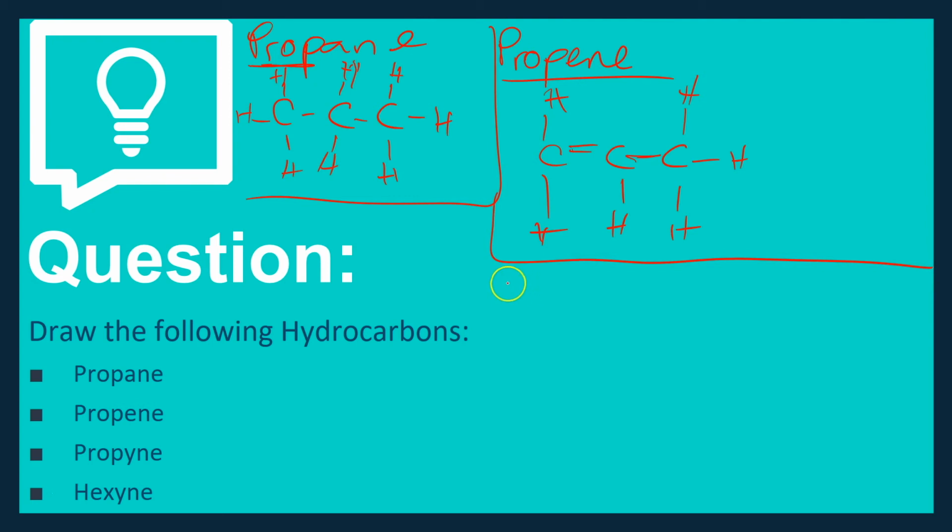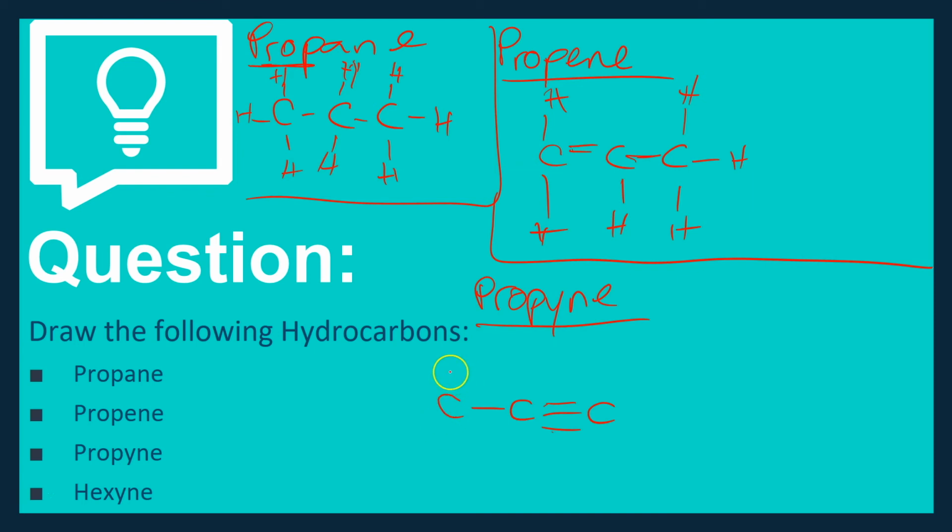All right, let's do propyne. Okay, again, we're going to have 3 carbons. 1, 2, 3. This time we have a triple bond. I'm going to put the triple bond here because I feel like it. And we've got a single bond between those 2. Then we're going to go through and do our hydrogen lines.